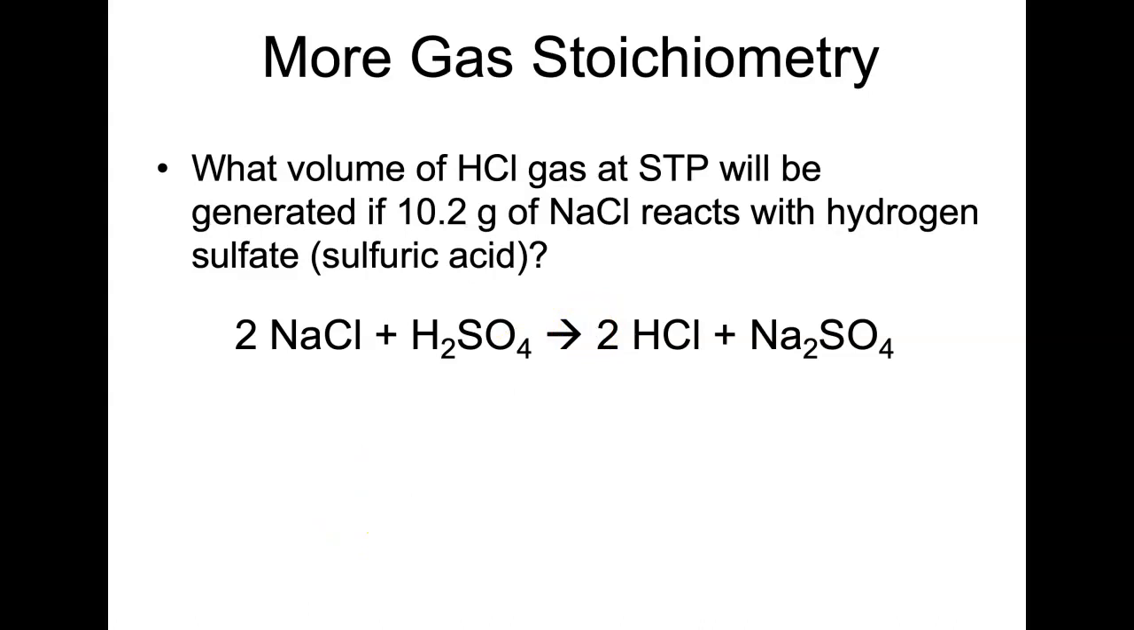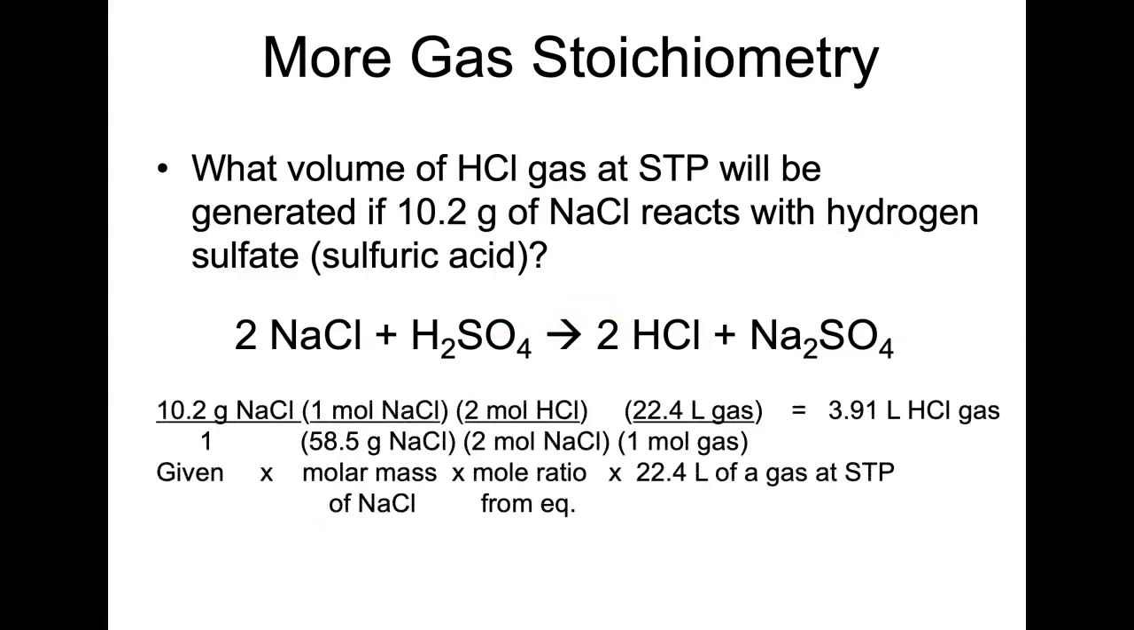All right, how did you do? Hopefully what you did was what I have right down here. You started with the given, converted your grams of NaCl to moles of NaCl using the molar mass of NaCl, then looked at your balanced equation. 2 moles of NaCl equals 2 moles of HCl. And then you use that standard 22.4 liters of a gas at STP. And so hopefully you came up with, rounded to 3 significant figures, 3.91.